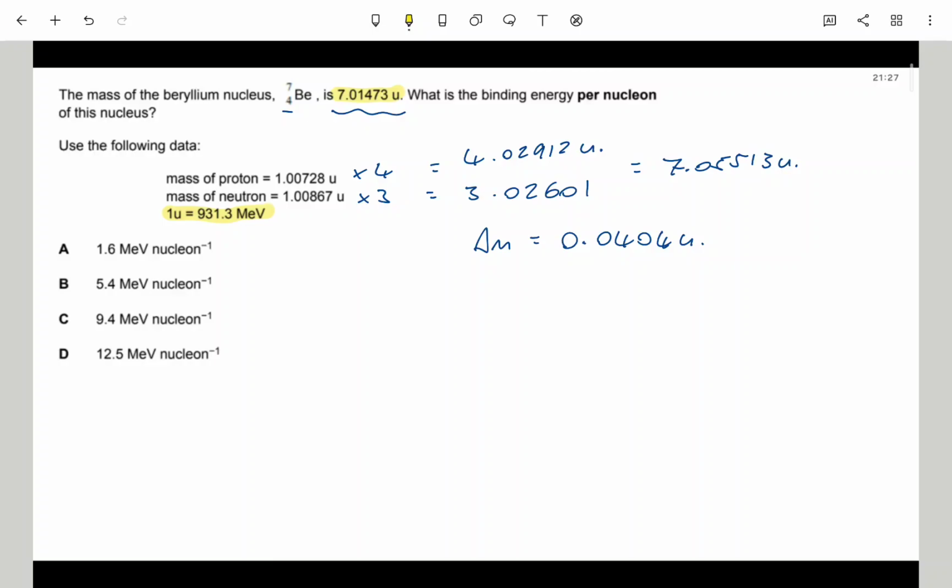So the 0.0404 multiplied by 931.3 mega electron volts. So that gives us an energy of 37.62452. I'll just round up to 5 MeV. And obviously it wants mega electron volts per nucleon, so you need to divide by the number of nucleons, and beryllium's got 7. So if you divide that by 7, that will give you 5.37 MeV per nucleon, which will round to 5.4.